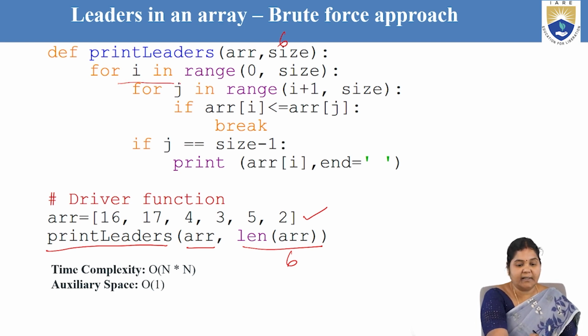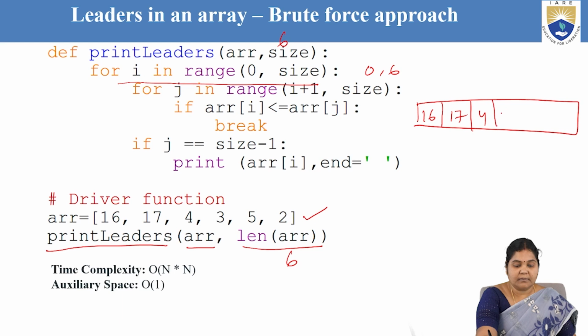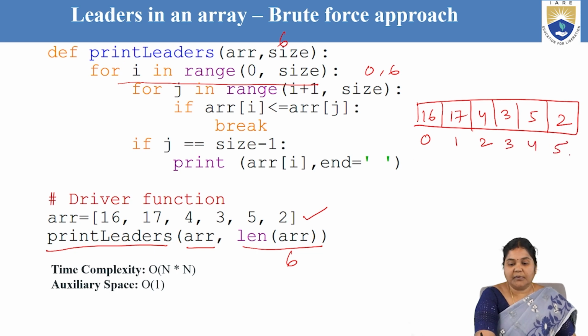So first we are iterating through the entire list. For i in range of 0 to size, that means 0 to 6, size is 6. That means it will iterate through all the elements. The elements are 16, 17, 4, 3, 5 and 2, so the index numbers are 0, 1, 2, 3, 4 and 5. So 0 to 5 it will iterate. When it reaches 6, this loop is going to stop. First time the value of i is equal to 0.